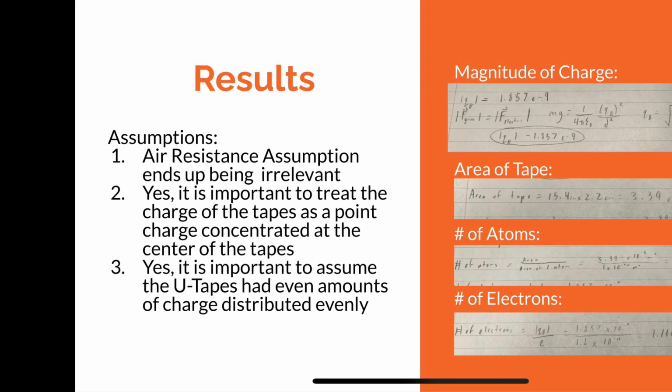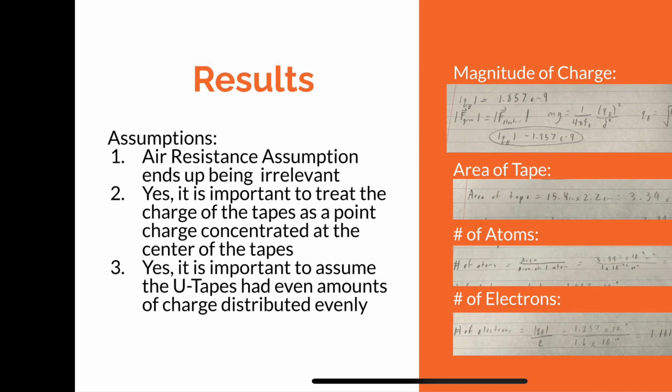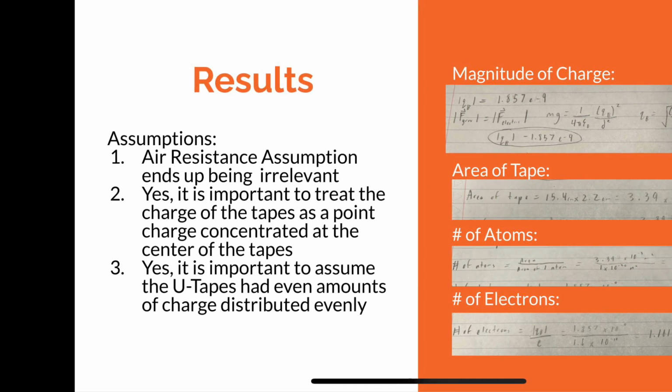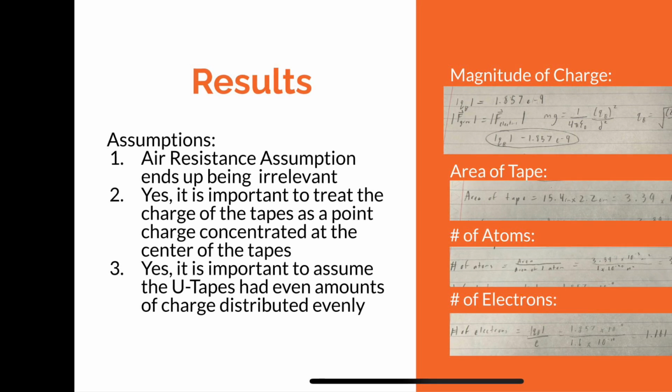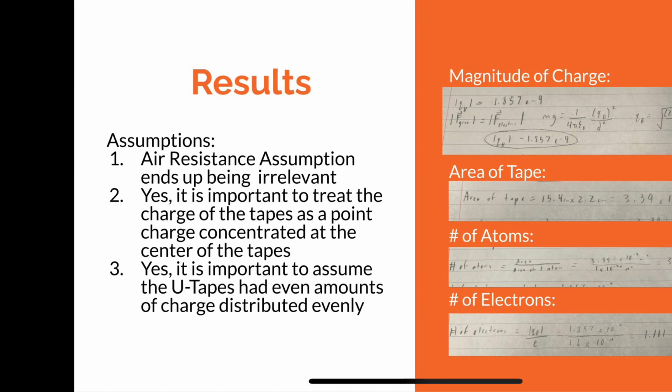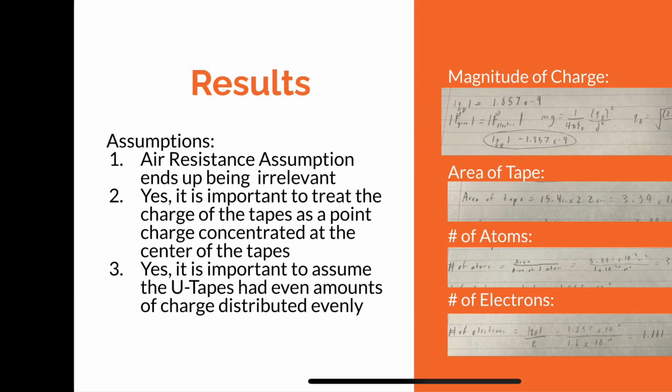In this slide, we compare some of the numerical outputs from the last slide to hand calculations. Like I mentioned on the last slide, we are interested in calculating the magnitude of charge on particle B, and when we calculate that by hand, it matches the computer output of negative 1.857 times 10 to the 9th coulombs. Additionally calculated here are the area of the tape, the number of atoms, and the number of electrons.